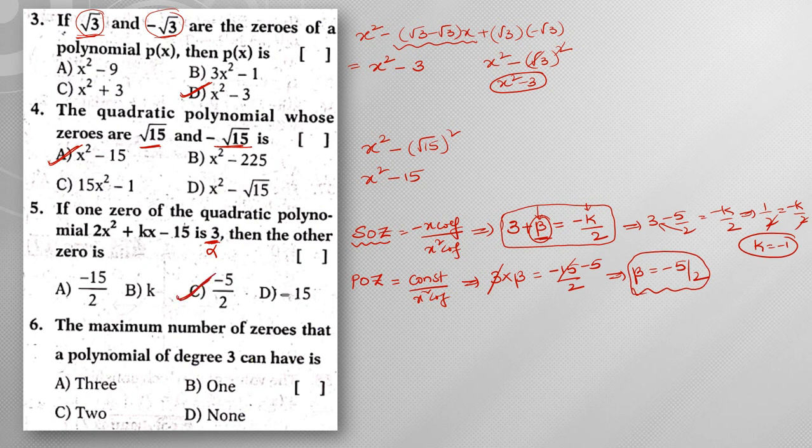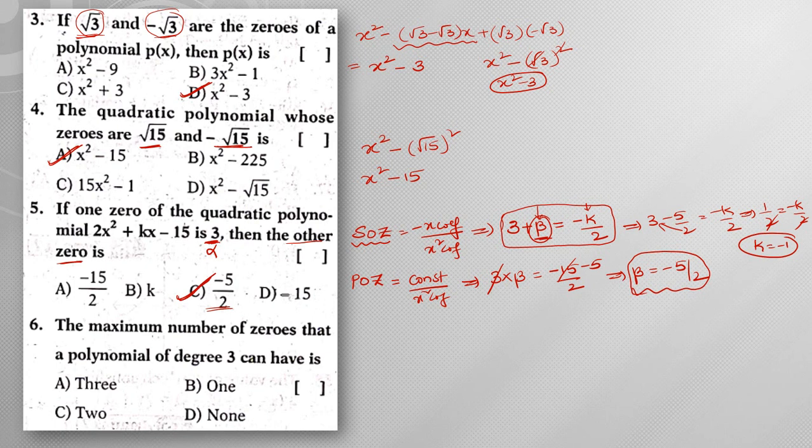So the answer is minus 5 by 2. This particular question can be asked like this also: instead of the zero, they can ask you to find the value of k. Then the k value will be minus 1, right? So k value is minus 1. That question can also be asked from this question.